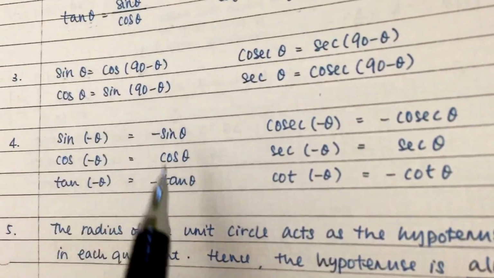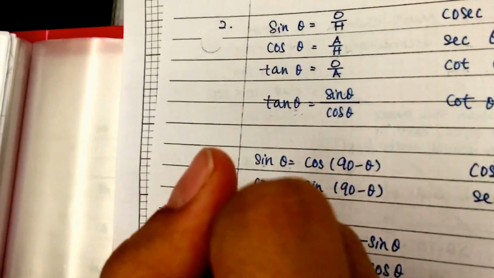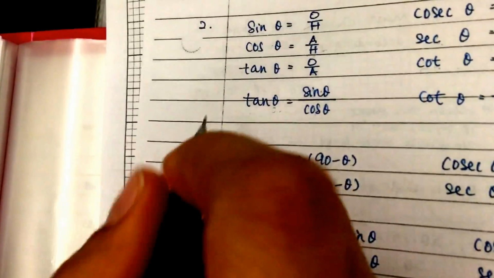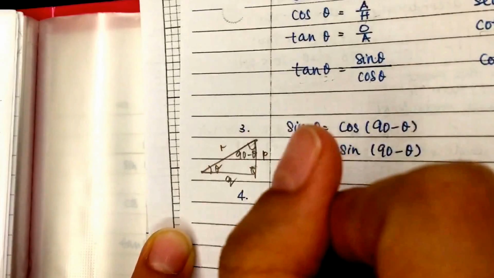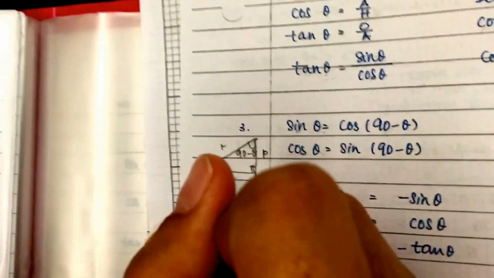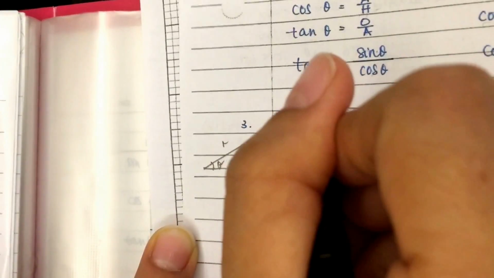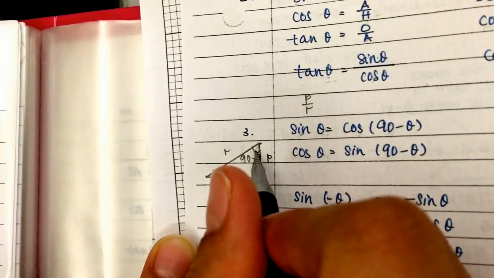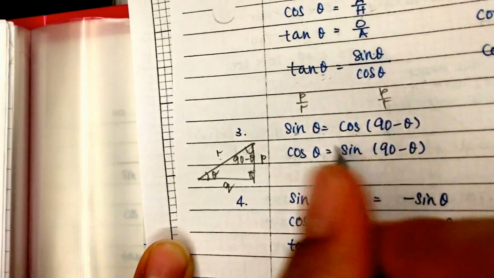Now, why is it so? If I draw a right angle triangle here, this is theta, then this must be 90 minus theta, right? Because here already has 90. So let's say I name these P, Q, and R. Sine theta is P over R, right? Now for cos of 90 minus theta, we look at here, cos is adjacent over hypotenuse. It's also P over R, isn't it? It makes sense, right or not?